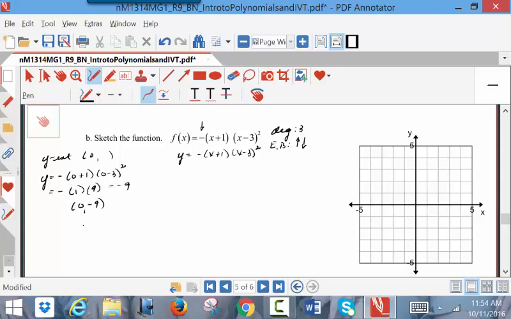Okay, and this graph isn't good either. Let's make these 10s. So 2, 4, 6, 8, 10 right here would be my y-intercept. 0, negative 9. Okay, so the y-intercept's not hard to find. You just have to be really careful with all the negatives in there.